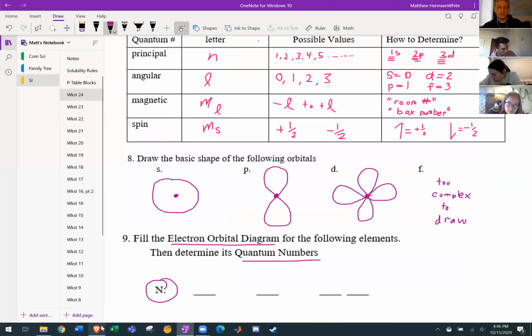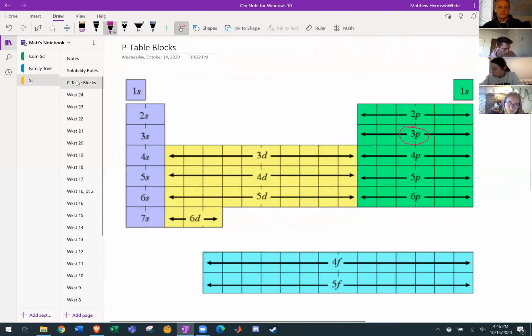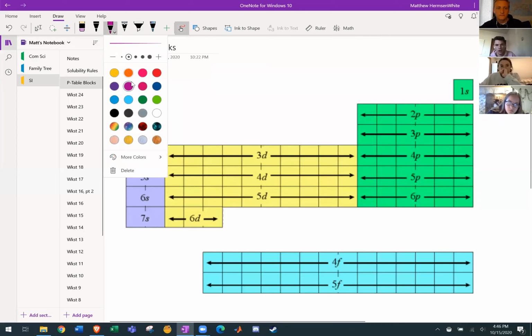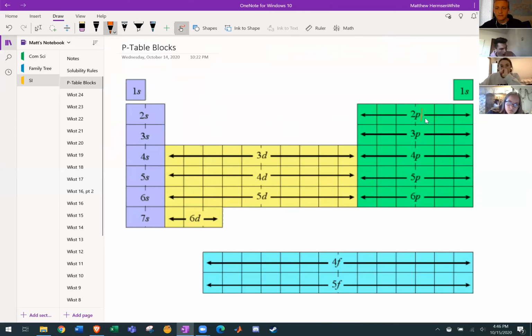So let's find nitrogen on the periodic table. We find nitrogen is located right over here. So nitrogen is this one right here. Am I right on that? That's nitrogen, or is that oxygen? That's oxygen. Nitrogen is this one, so right here. Correct me if I'm wrong about that. So nitrogen is in the 2p box.